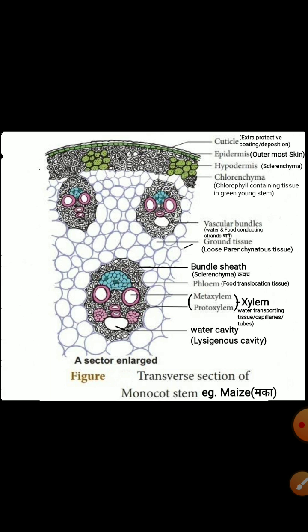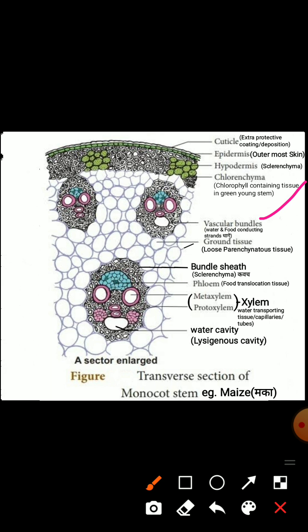Now scattered in the ground tissue there are the vascular bundles. In the ground tissue, vascular bundles are randomly scattered. For example, this is one vascular bundle, this is another vascular bundle, this is a third vascular bundle. Such numerous vascular bundles are randomly, irregularly scattered in the ground tissue.